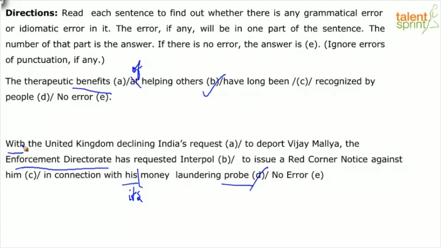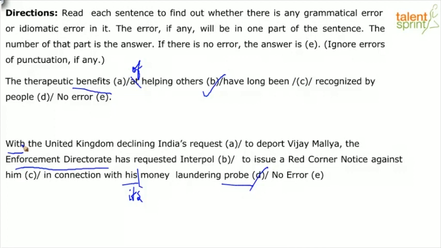While the United Kingdom declined India's request to deport Vijay Mallya, the Enforcement Directorate requested Interpol to issue a red corner notice against him in connection with its money laundering probe. Now that makes sense for me. So always remember, while as a conjunction talks about two actions happening simultaneously.